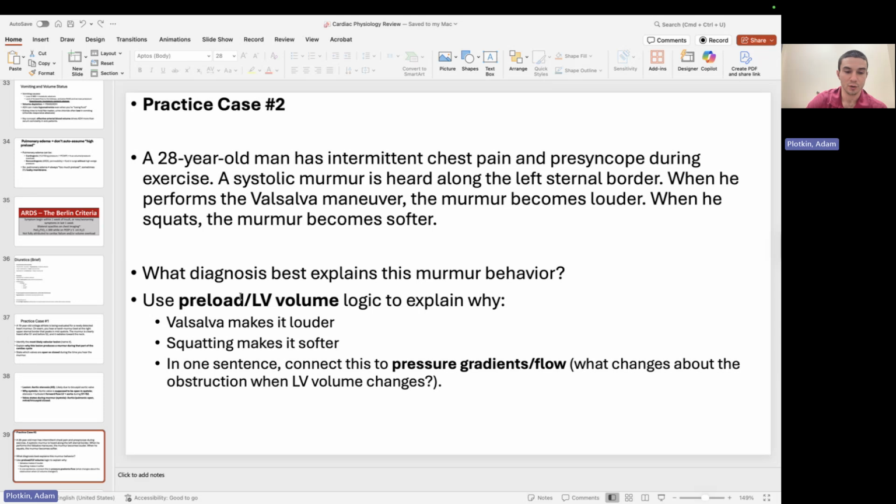And then use the preload left ventricular volume logic to explain why. Valsalva makes it louder, squatting makes it softer. And then if you can, in one sentence, connect this to pressure gradients and flow. What's changing about the left ventricular obstruction or the left ventricular volume? So pause and think about it.